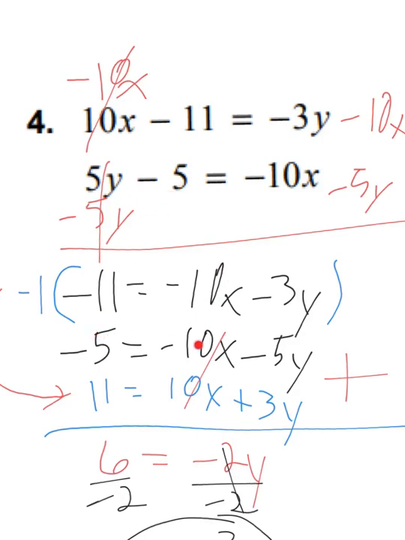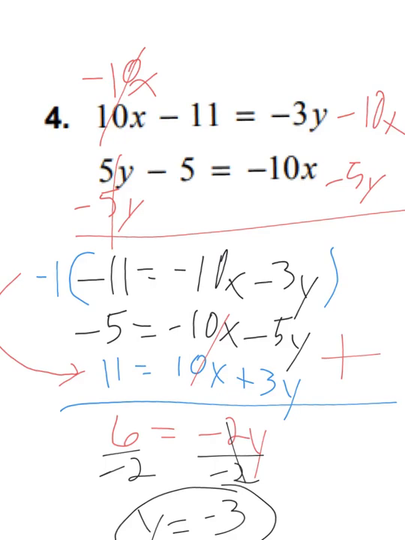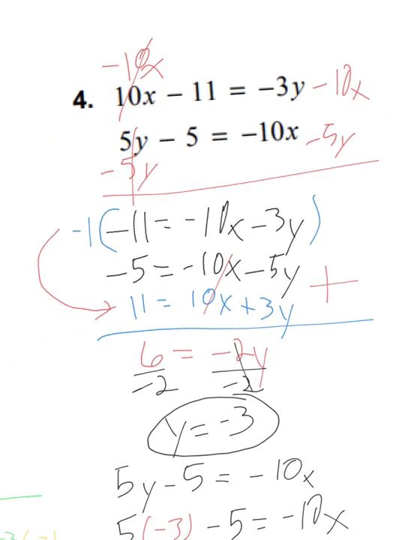So I was looking at these, and I saw I had 2 negative 10x's, so I needed one to be positive. So it doesn't matter which equation you manipulate. So I just multiplied this top one by negative 1, and so that flipped all the signs. Positive 11, now positive 10, positive 3y. And now I was able to add the two equations together.